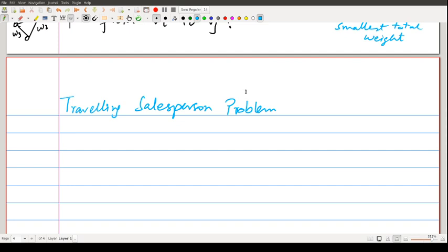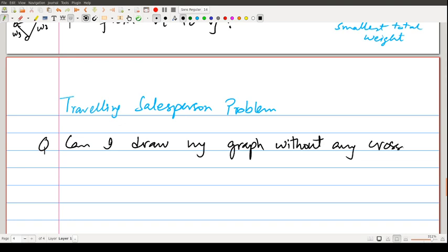Okay, what else? Then there's the idea of planar graphs. Can I draw my graph without any crossings? So for example, if I have a graph like this, can I redraw this without having any crossing? Already this has no crossing. But let's say I put another edge here. Can I redraw this without having this crossing? Because I don't want any paths to cross.